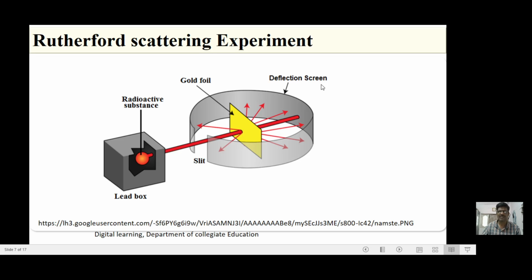Here there is a deflection screen. At some distance a camera is kept, and by the camera the deflections of the alpha particles are captured at different angles. We can see this further in the diagram.